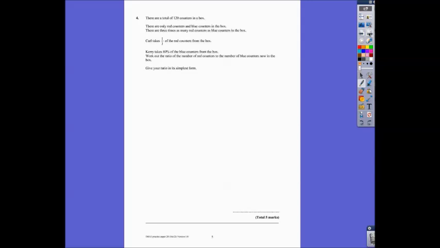Question 4. There are a total of 120 counters in a box. There are only red and blue counters, and there are 3 times as many red as there are blue. So let's just start off with that. Red to blue is 3 to 1, as there are 3 times as many reds as there are blues. Now there are 120 counters in the bag.